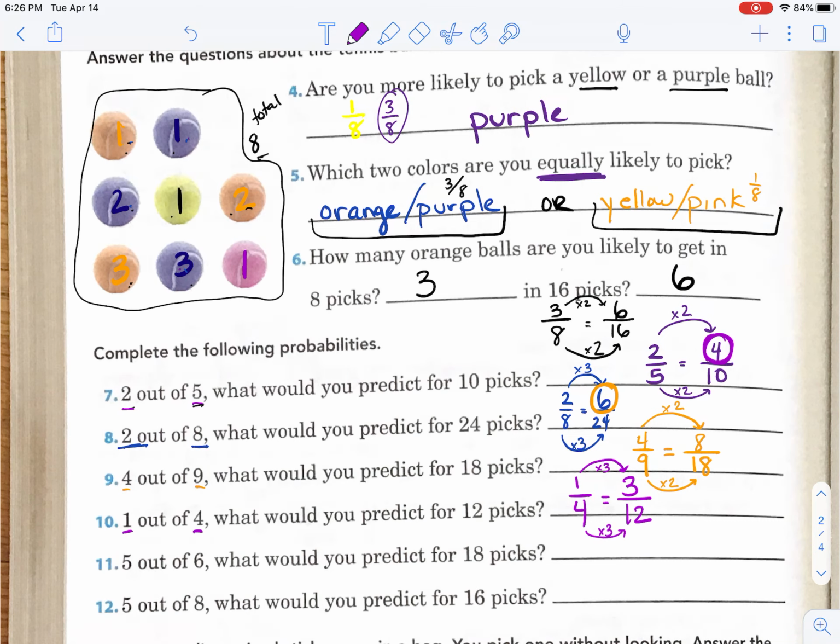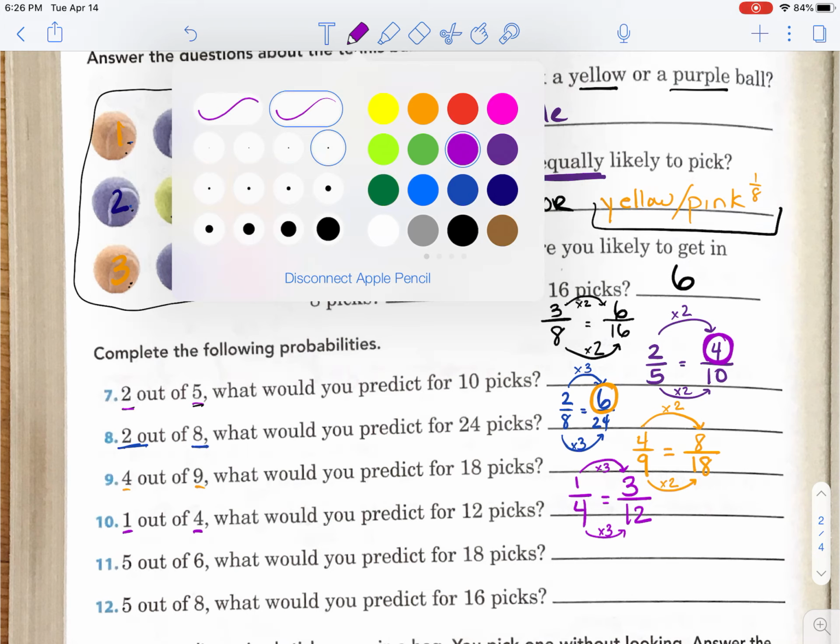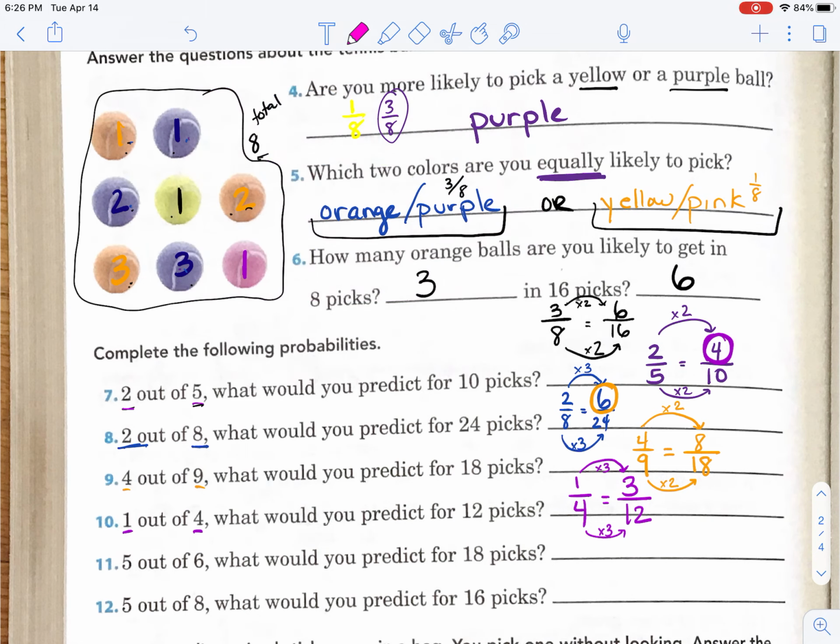Okay, 5 out of 6. Let's see, what can we do this time? 5 out of 6 cookies in the basket were chocolate chip. Okay, they're mostly chocolate chip. The other ones were oatmeal. But 5 out of 6 were chocolate chip. What if I passed out 18 to the students? How many of them would probably be chocolate chip?